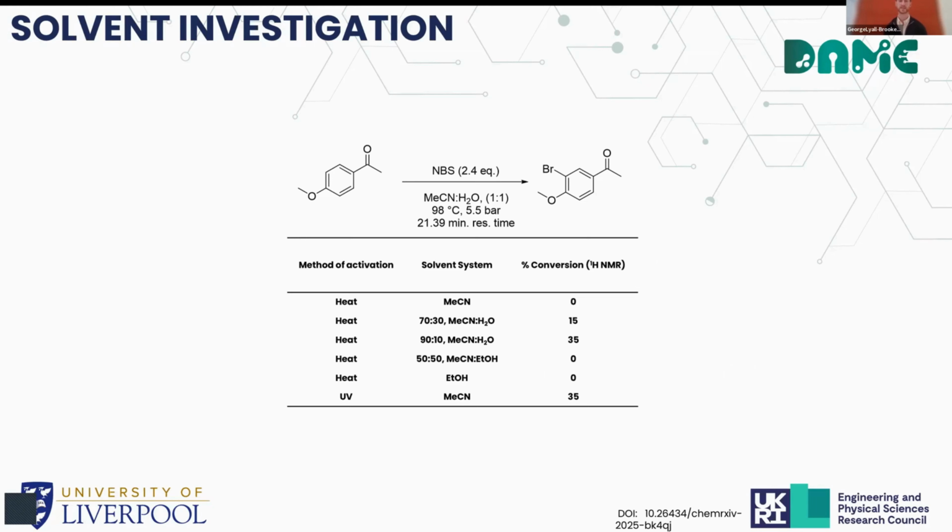So we then investigated various different ratios of the acetonitrile and water, and all of them returned very poor conversions of the brominated species in comparison. We then investigated whether we could substitute the water for another solvent, in this case ethanol. We tried both 50-50 acetonitrile ethanol and neat ethanol, and again both of these returned 0% conversion.